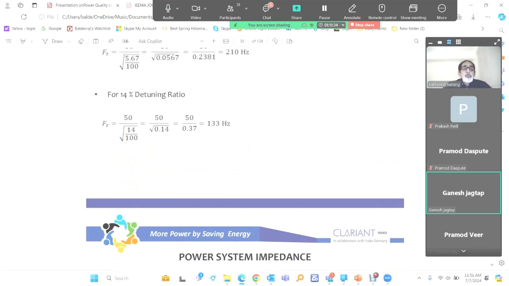For third harmonics, we use a 14% reactor. Means 133 Hertz we are tuning. So it will filter out the third harmonic.